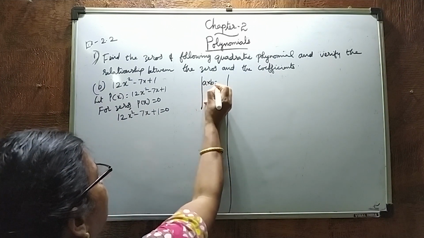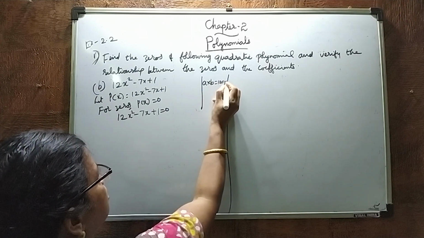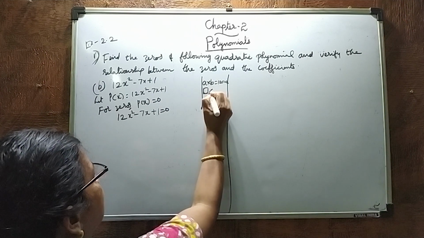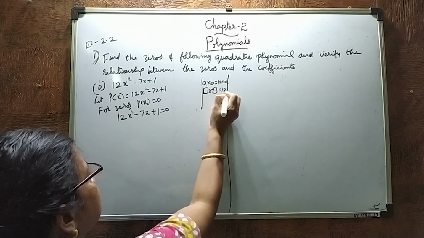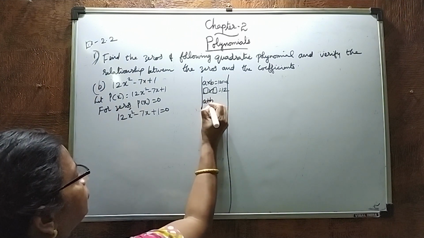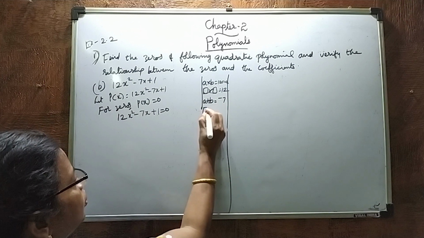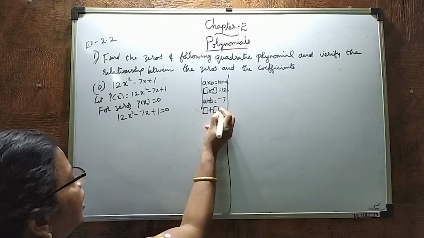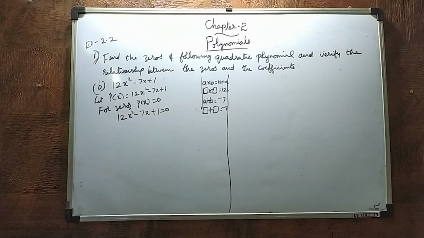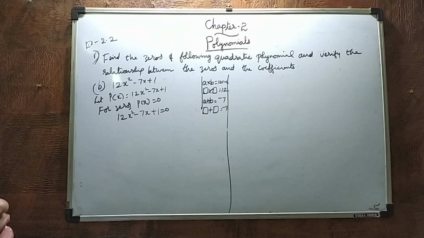a into b equals 12 into 1 is equal to 12. That means dash into dash, you have to get the answer 12. a plus b in the middle term, here negative 7. So when you add, you have to get the answer negative 7. Which numbers you multiply, you will get the answer 12. Which numbers you add, you will get the answer negative 7.